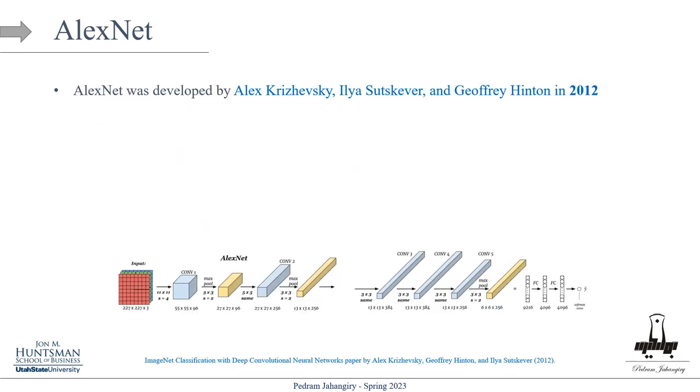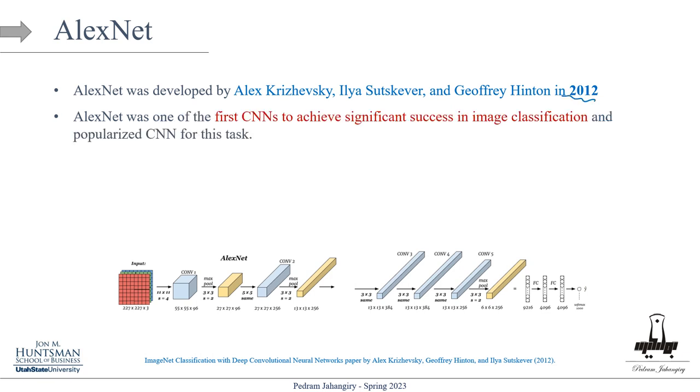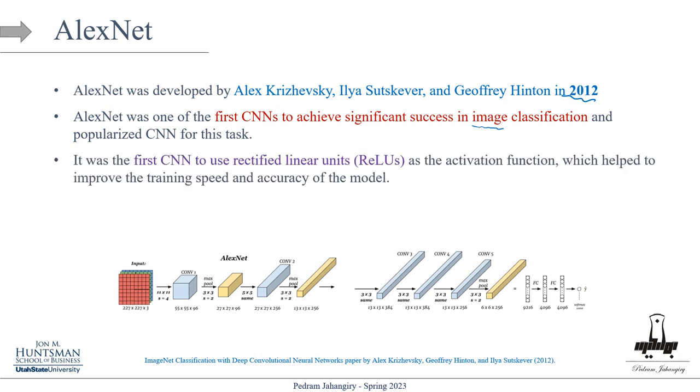The next one is AlexNet, and AlexNet was developed by Geoffrey Hinton and his team back in 2012. Actually, it was one of the first CNN architectures that achieved very significant and successful performance in image classification. LeNet was used for handwritten digit classification, but AlexNet did a huge improvement when it comes to image classification, right? It literally popularized CNN for this task. And it was the first CNN to use the ReLU activation function, which helps improve the training speed and accuracy of the model for sure.